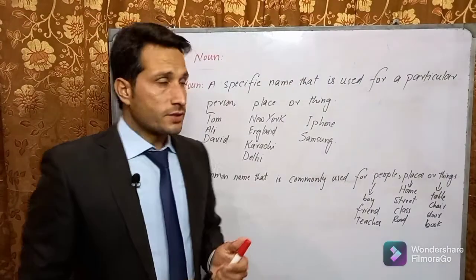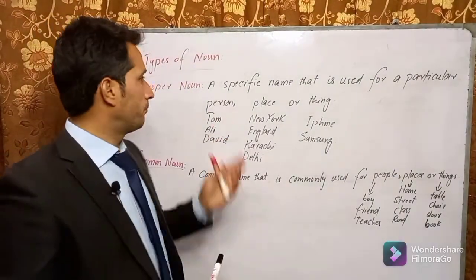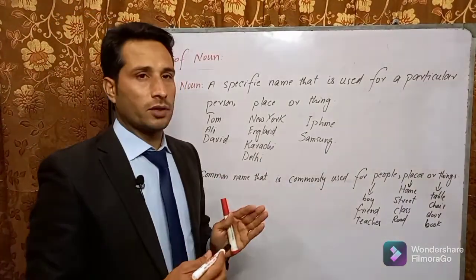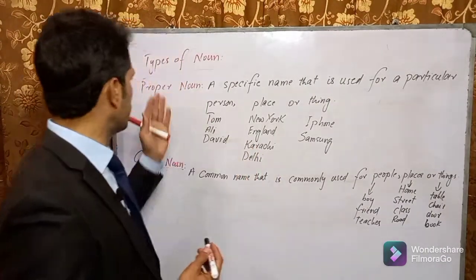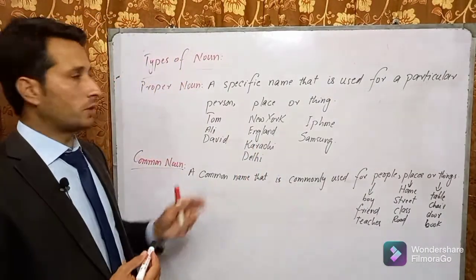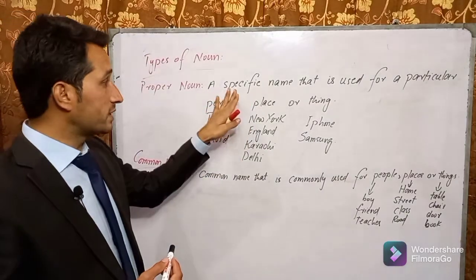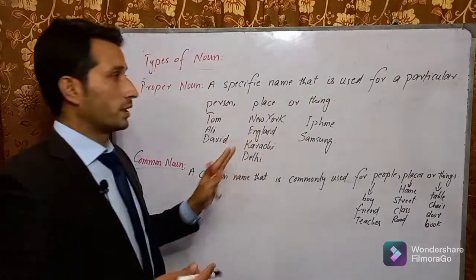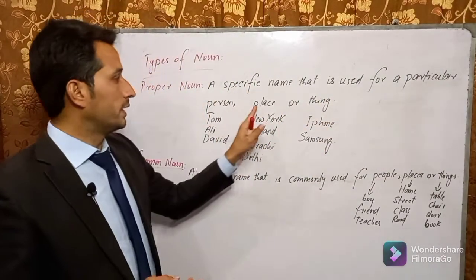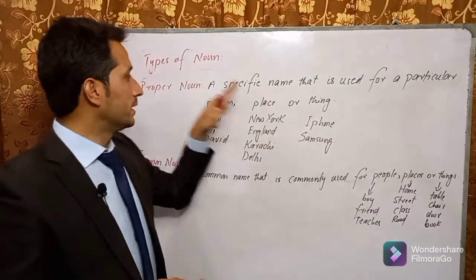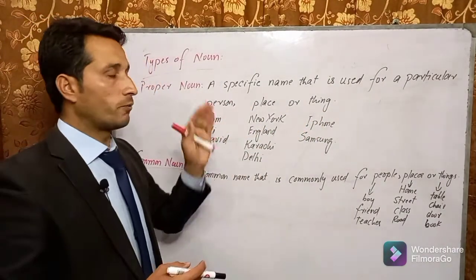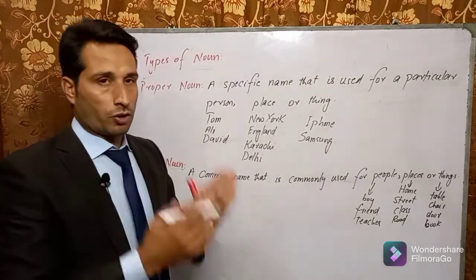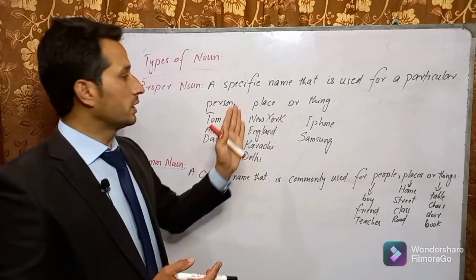Okay, so let's talk about the types of noun. We have many types of noun, but I'll only focus on those types which are problematic or where we face some problems. The first one is proper noun. Now, what is a proper noun? It is a specific name, not a common name, that is used for a particular person, place, or thing. It means that we cannot use a proper noun for every person, every place, everything.